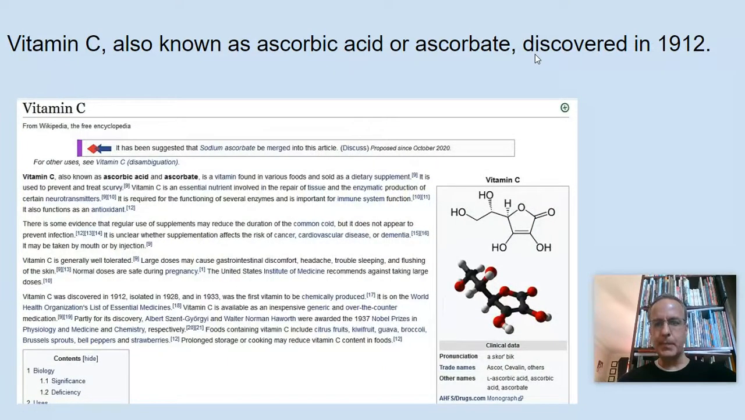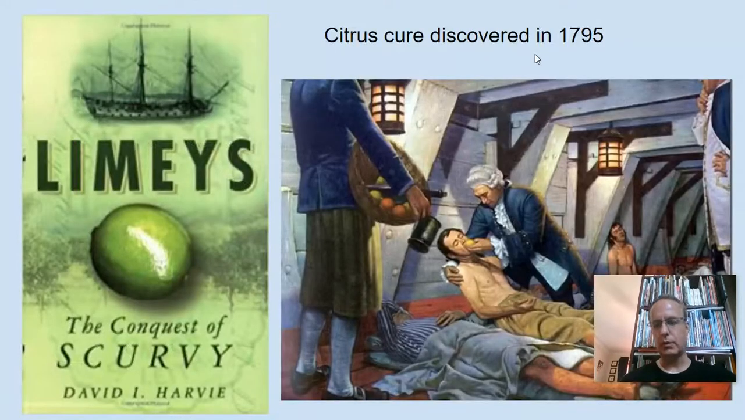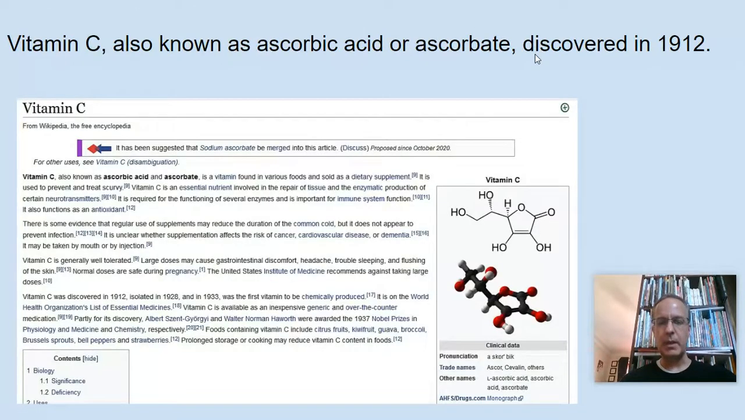Vitamin C itself was not discovered until 1912. So they knew the citrus fruits would cure scurvy. They didn't understand about the vitamin C until later. So I said the name for scurvy was scorbutus. The name for vitamin C is ascorbic acid. That word meaning that it is against scurvy. It was named for it being against scurvy.